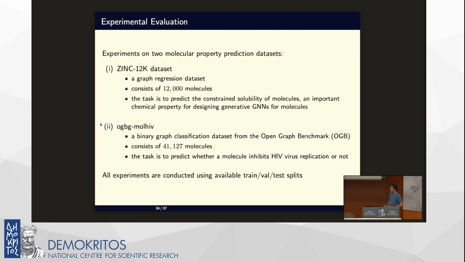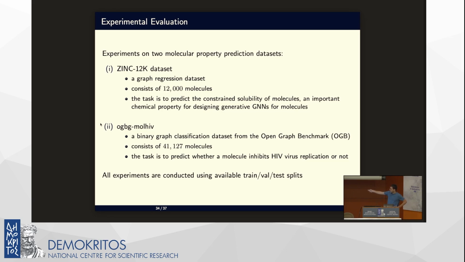Finally, I will present some experiments on two molecular property prediction data sets. The first data set, ZINC, is a subset of a larger data set that contains 250,000 molecules. This subset consists of just 12,000. It is a regression task, and what we need to predict is the constrained solubility of molecules, and we need this value for drug design applications.